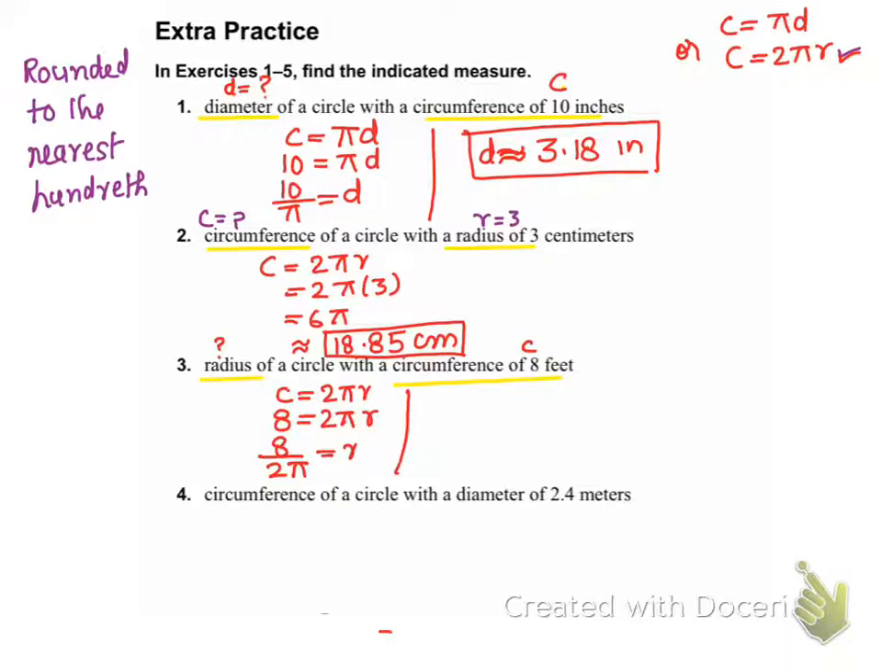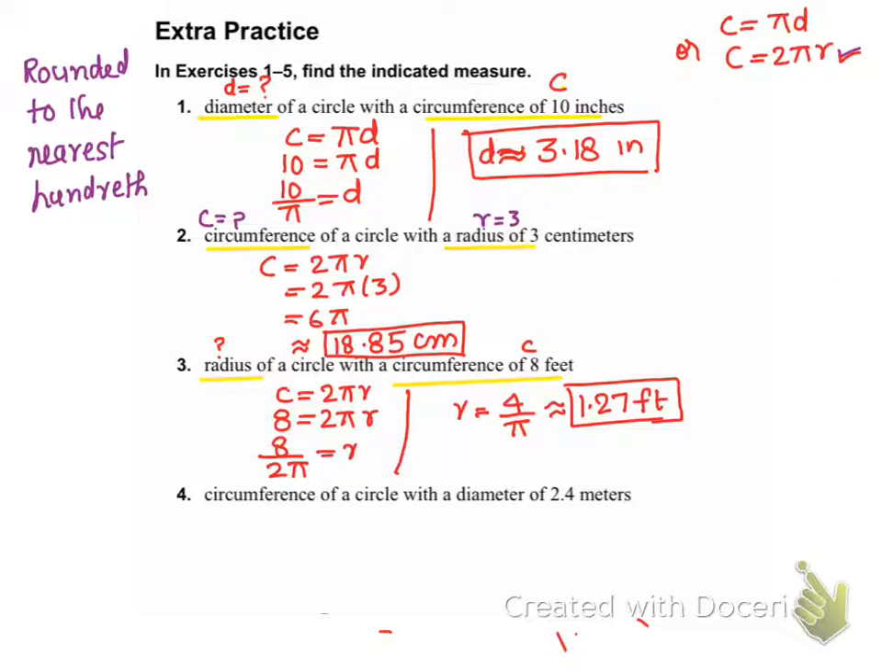So I have 8 over 2 pi is r. In your calculator, you can simply do 8 over 2 pi, or if you cross cancel here, r equals 4 over pi. You can directly plug it in, 8 over 2 pi, and when you round the answer to the nearest hundredth, your answer is going to be 1.27. Keep in mind, the unit is very important if they give you the unit in the question. All right, let's move to question number 4.